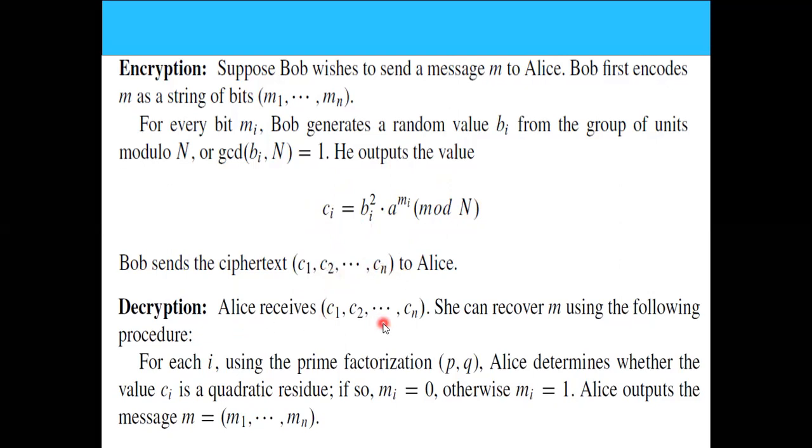Then Alice receives these and applies the following procedure for each i using the prime factorization P and Q. Alice determines whether ci is a quadratic residue using Euler's criterion. If ci is a quadratic residue, then mi is 0. Otherwise, if it is not a quadratic residue, then mi is 1. Alice outputs the message M, which is in the form of binary bits. Then Alice converts the message from binary to decimal.